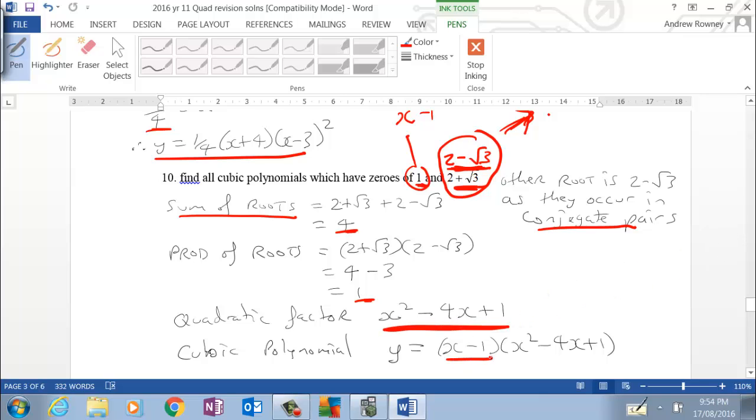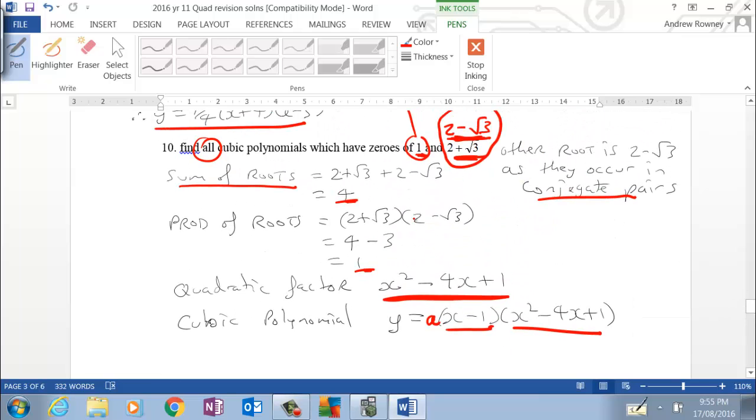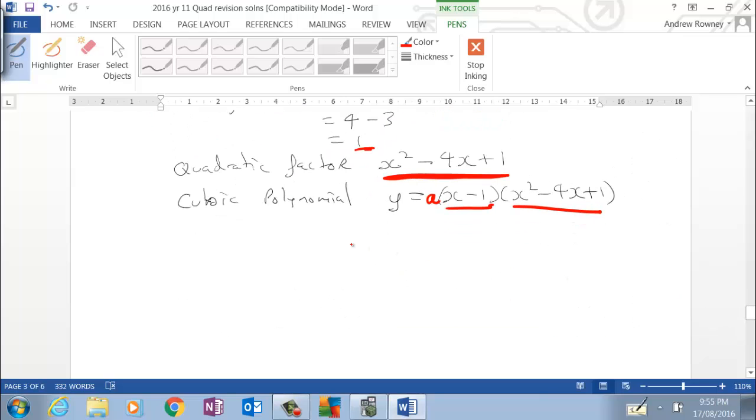And so we've got the linear factor and the quadratic factor. That's our cubic. Now it says find all cubics, so we should put an a out the front there as well. So that covers all of them. Notice the other way you could have done it is you could have said, well, since your 2 zeros are 2 plus or minus root 3, then our quadratic factor would be x minus one of the zeros, and the other factor would be x minus the other 0, 2 minus root 3. And then you could FOIL that out.